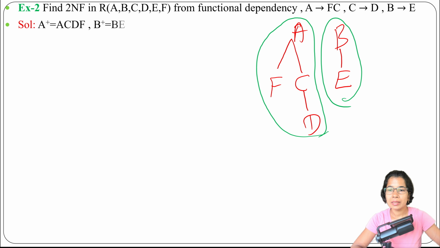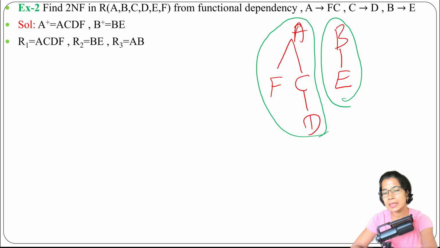Like R1 that contain A, C, D, F. Here C, D, F all are dependent on A. A is the primary key. Then in R2, E is dependent on B. B is the primary key. Now another table that contain both table key, we can make relation between them. So we need 3 table, one for A, C, D, F, another for B, E, another for A, B.